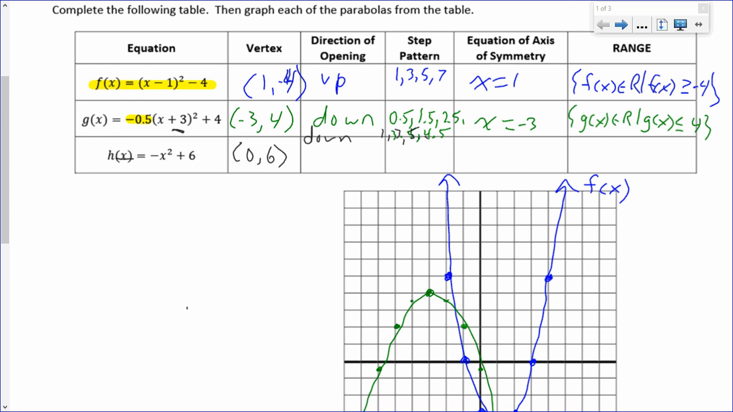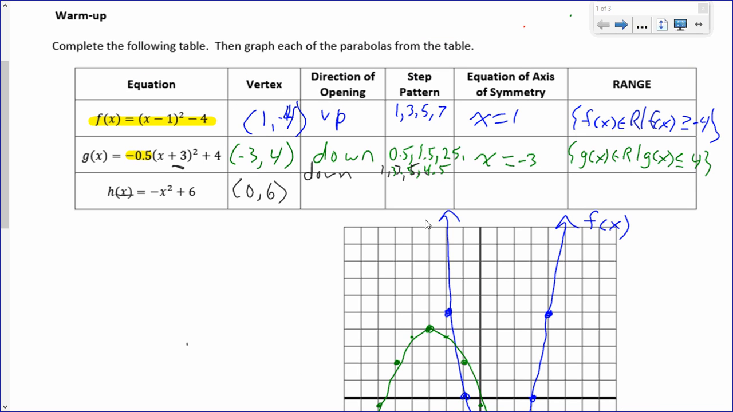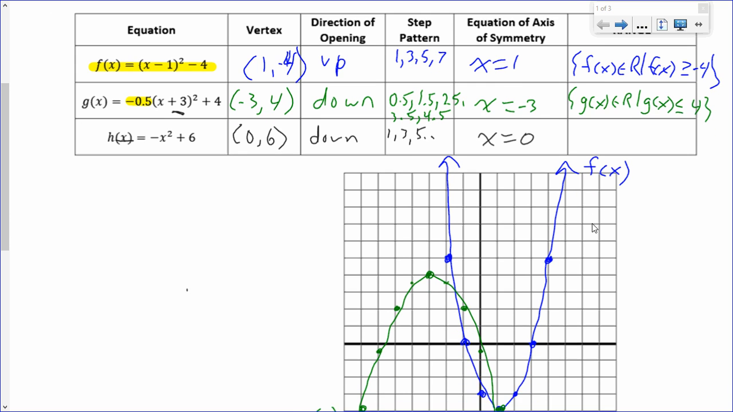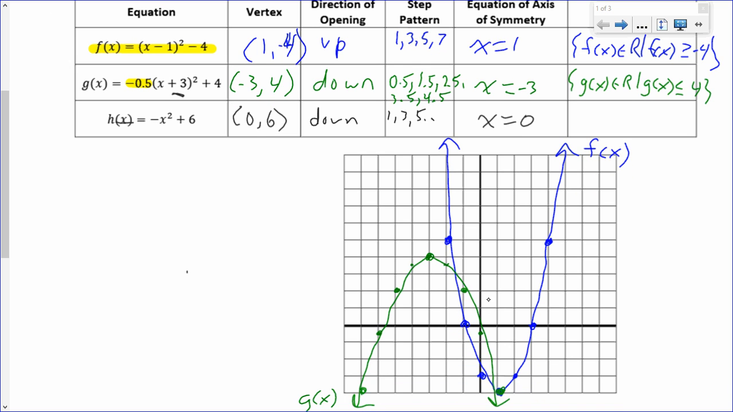Since the vertex is at 0, 6, that means the axis of symmetry is still at x equals 0. I'll graph this one and then look at the range. Okay, so 0, 6, 1, 2, 3, 4, 5, 6 is up here. Over 1, down 1 on each side. Over 1, down 3 on each side. Over 1, down 5, 2, 3, 4, 5 on each side.